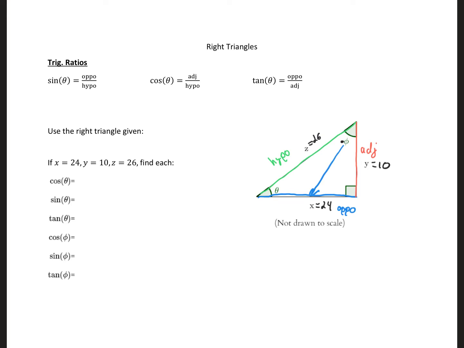So if I wanted to know cosine of that omega angle, adjacent over hypotenuse would be 10 over 26. And again, we can reduce that to 5 over 13. The sine of omega would be 24 over 26, opposite over hypotenuse. That'll reduce to 12 over 13. And tangent of that angle, opposite over adjacent, would be 24 over 10. And that'll reduce to 12 over 5.